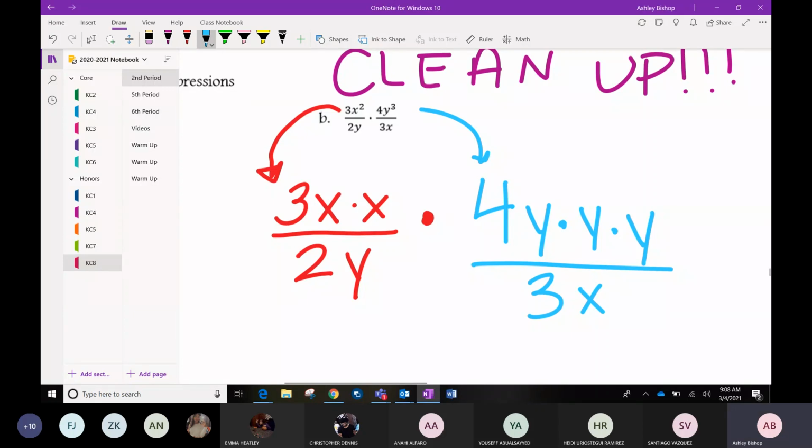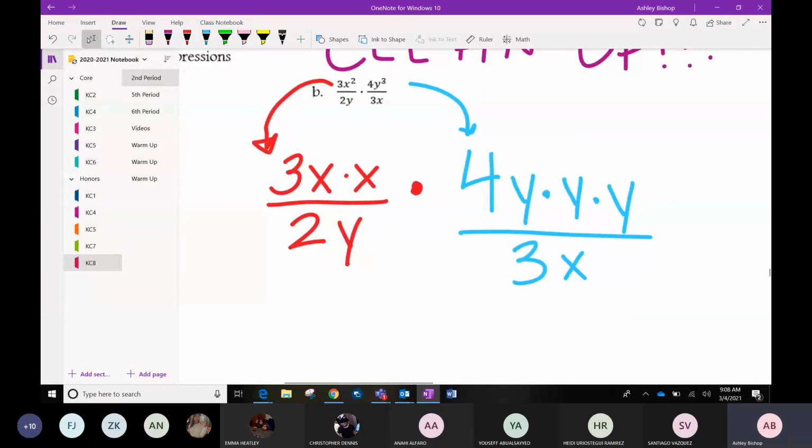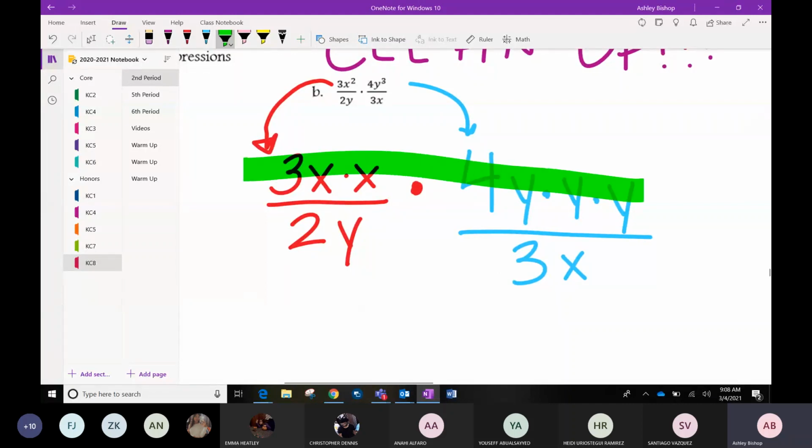And when I say clean up, the idea for multiplying and dividing is to make your workload smaller. So you are going to see if you can cancel anything. We can only cancel top to bottom. So I can only cancel anything on top with anything on the bottom.